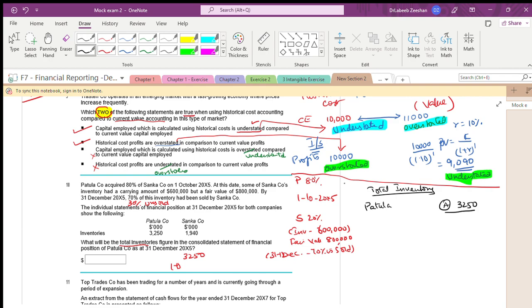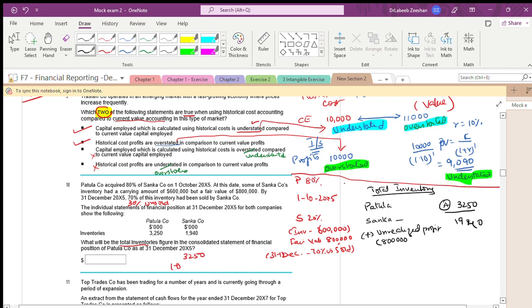Okay. Next, what is the Sanka inventory? Sanka inventory is how much? 1940, plus unrealized profit. How much is the unrealized profit? 800. Is it right? 800 minus 30%. Is it right? 800 minus what is the fair value?